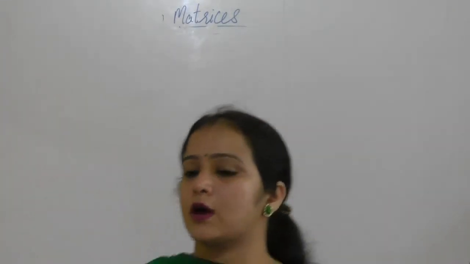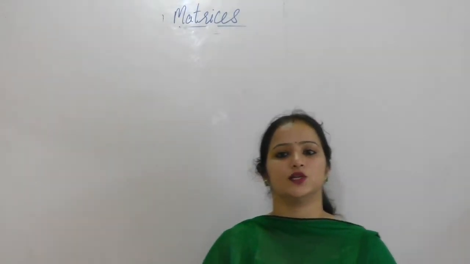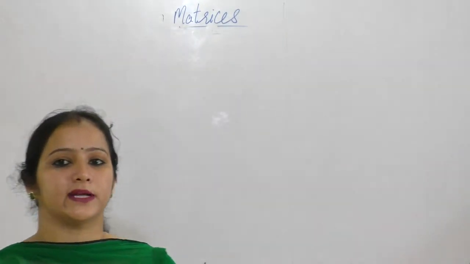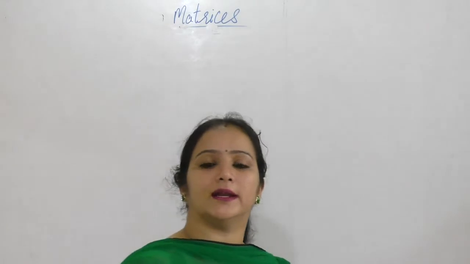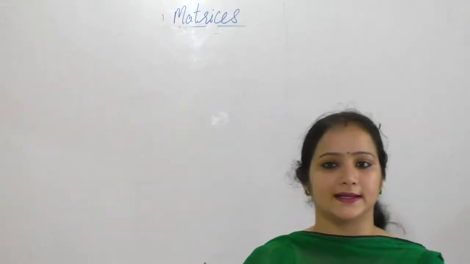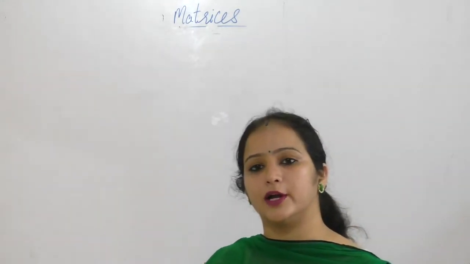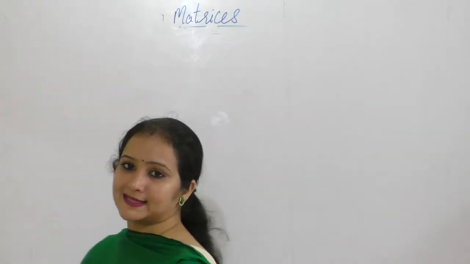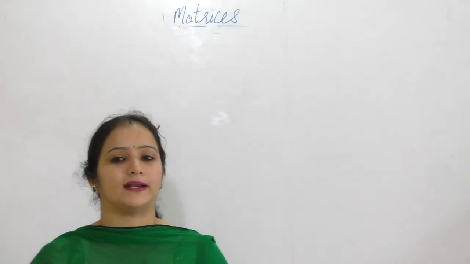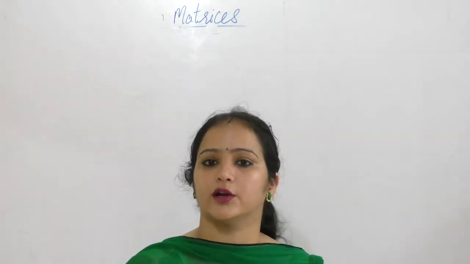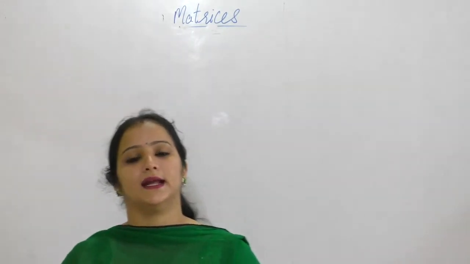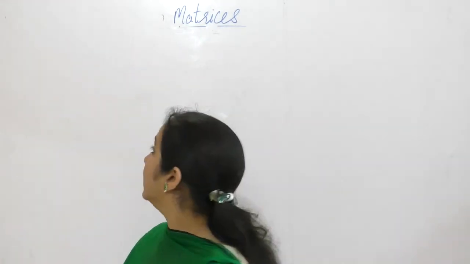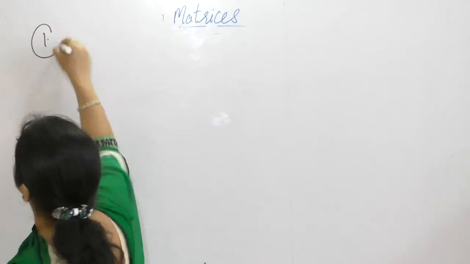Now the next topic in the matrices is addition and subtraction of matrices. Addition and subtraction is possible if the number of elements in matrix 1 is equal to the number of elements in matrix 2. Or we can say that if the order of matrix 1 is equal to the order of matrix 2, then addition and subtraction of matrices is possible. Let us start with the question.